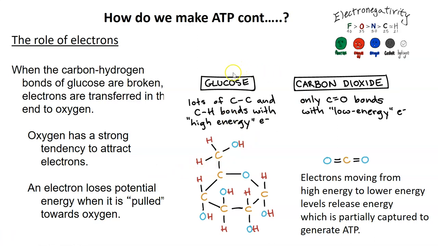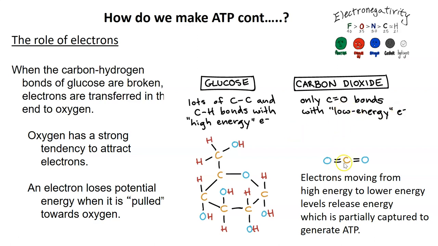So, like I said, glucose is mostly made up of carbon hydrogens, and these have high energy electrons, whereas carbon-oxygen bonds have low energy electrons.